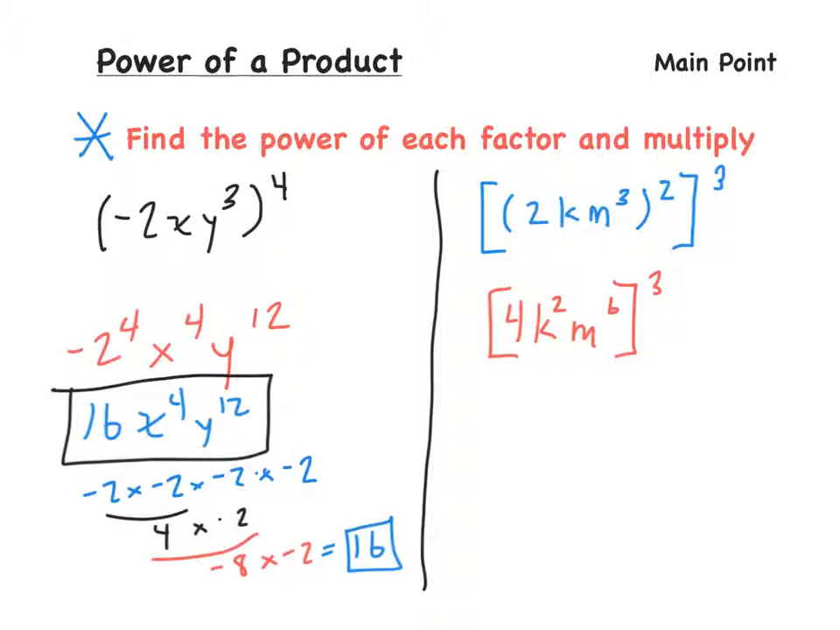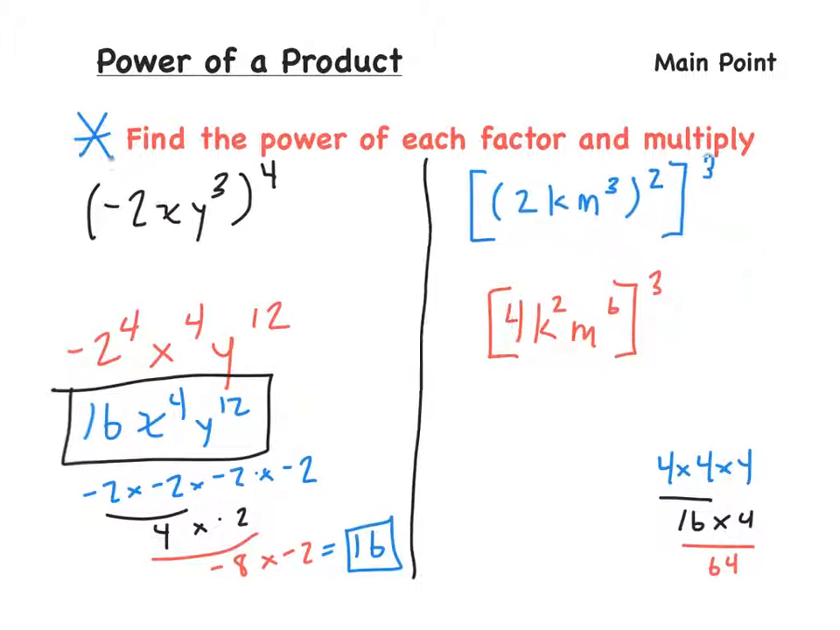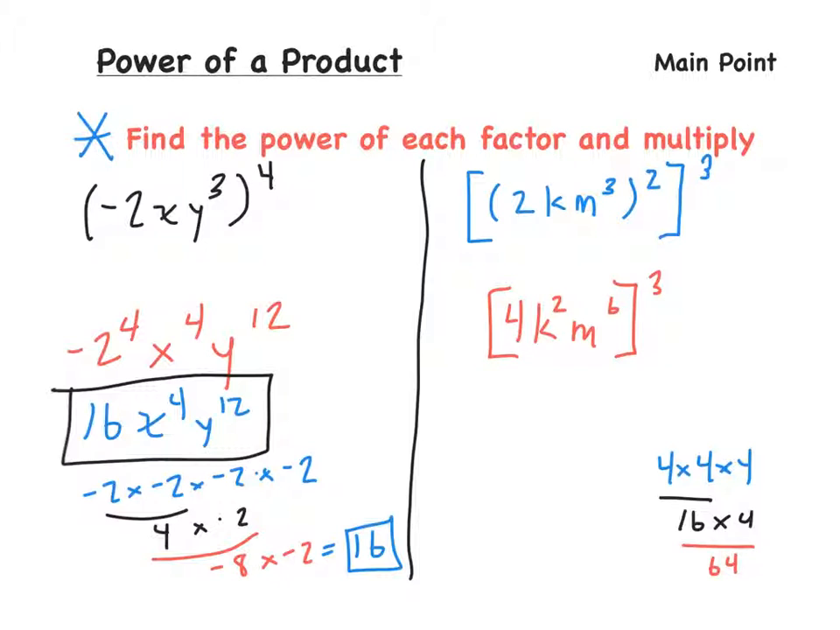Now here we go again. 4 raised to the third power, that means 4 times 4 times 4. So 4 times 4 is 16. 16 times 4 is 64. So 4 to the third power is 64. If we have k to the second times 3, so we have k to the 6, and m, 6 times 3, m to the 18th. So this is our final answer.